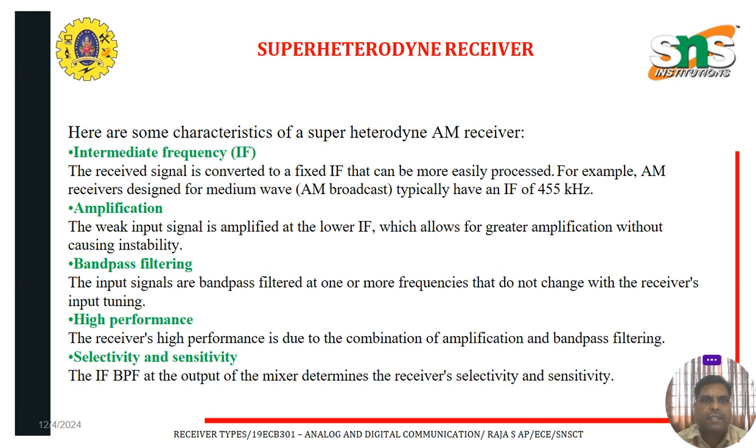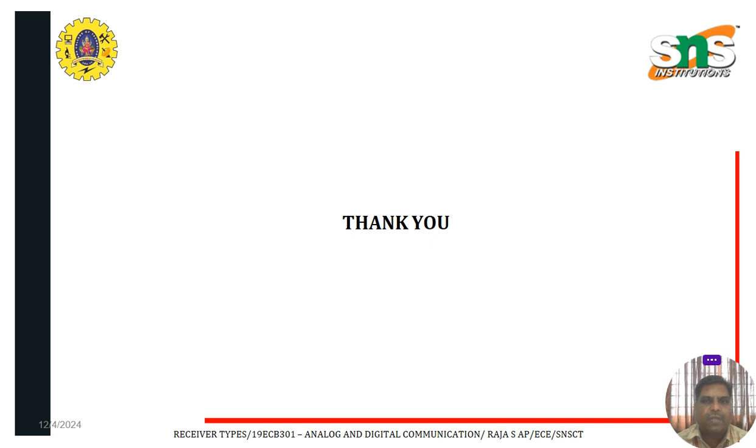So some features or characteristics of superheterodyne AM receivers are intermediate frequency, amplification, band pass filtering, high performance, selectivity and sensitivity. So in this YouTube video, I discussed what is meant by receivers and I discussed some of the important uses of selectivity, sensitivity, fidelity. Then the uses of AM receivers are discussed. Then the two types of AM receiver, that is TRF receiver and superheterodyne receivers, are discussed.